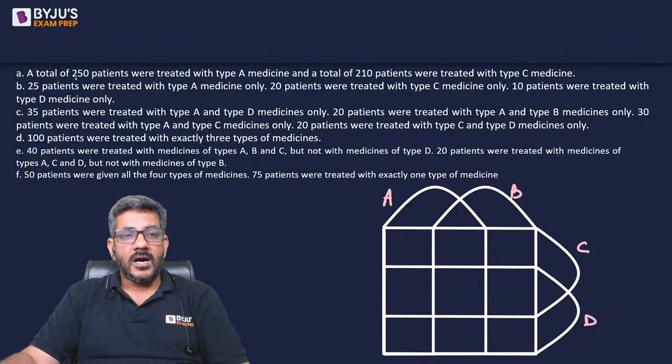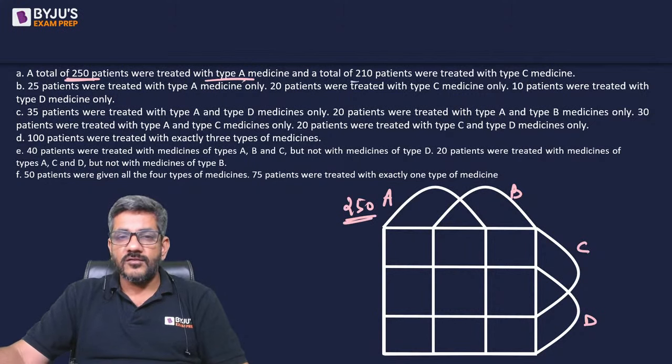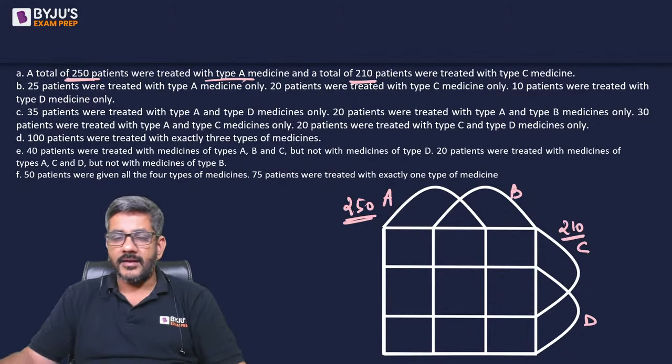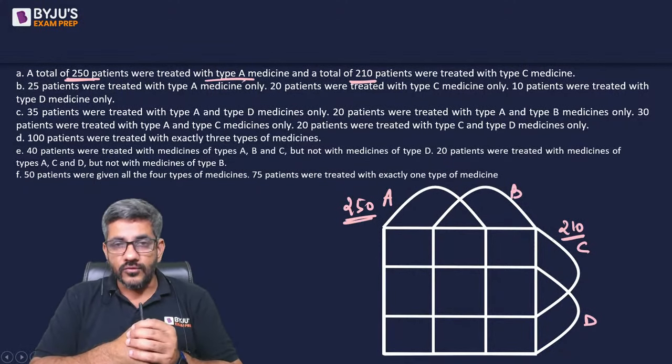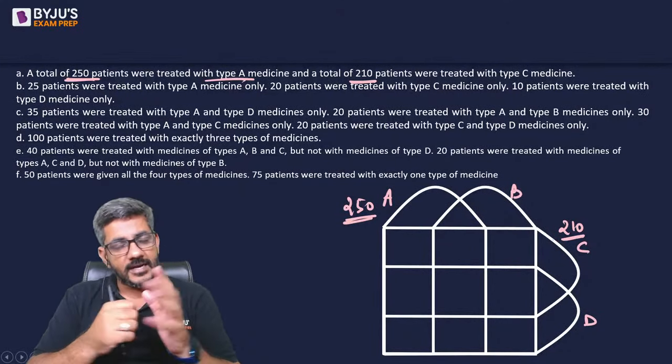A total of 250 patients were treated with type A medicine. So type A adds up to 250. And a total of 210 patients were treated with type C. So type C is 210. So the complete set A is going to be equal to 250. The complete set C is going to be equal to 210.